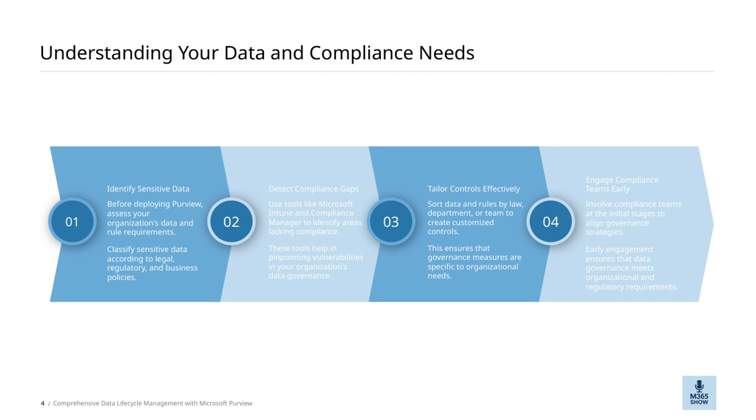Tools like Microsoft Intune and Compliance Manager are invaluable here. They help you identify gaps in compliance and spot vulnerabilities in your data governance. Once you've identified sensitive data and potential gaps, the next step is to customize your controls. Sorting data and rules by laws, departments, or teams allows you to create tailored governance measures. This ensures that controls are specific and effective for different parts of your organization.